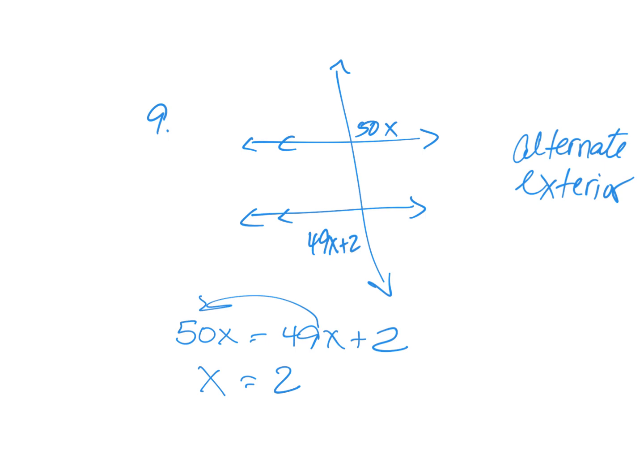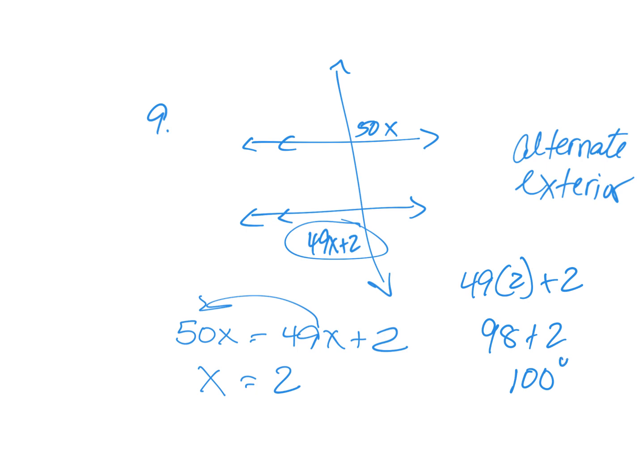So we know x is 2, but I told you to circle the 49x plus 2. Yes, ma'am. So it's going to be 49 times 2 plus 2. Which is 98 plus 2, which is 100. And that's what they want. They want the 100 degrees.